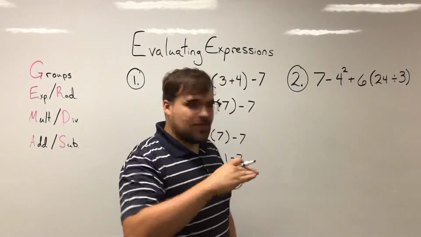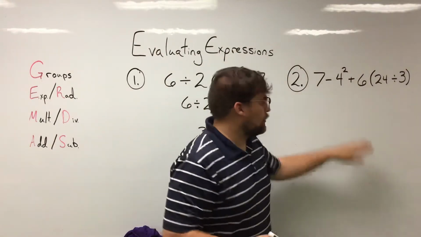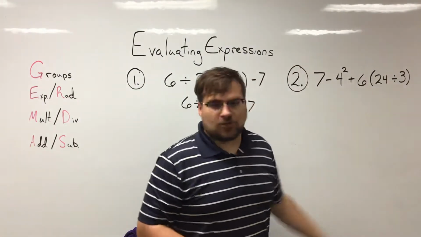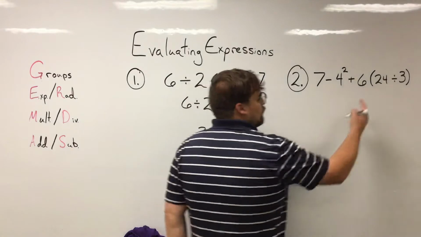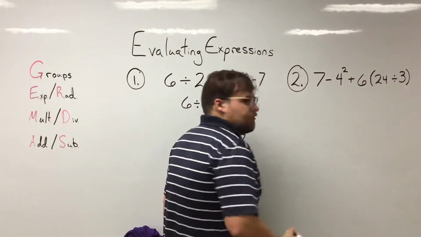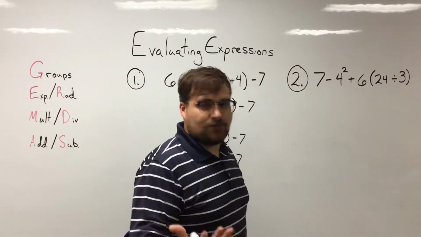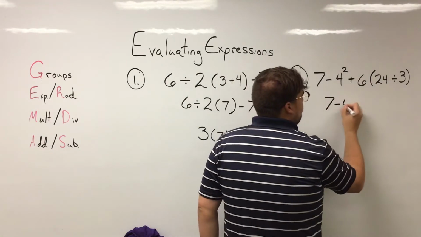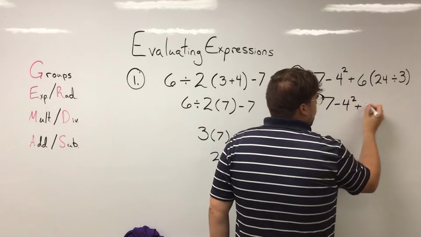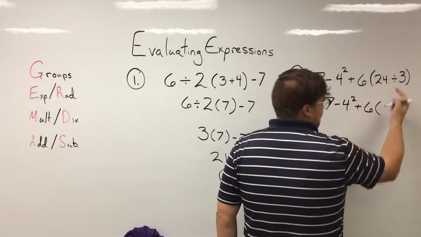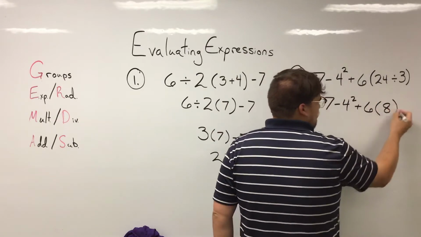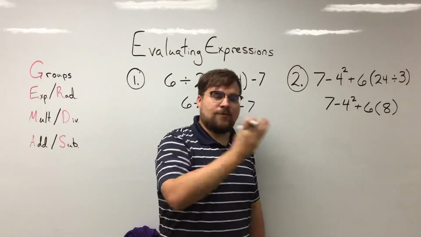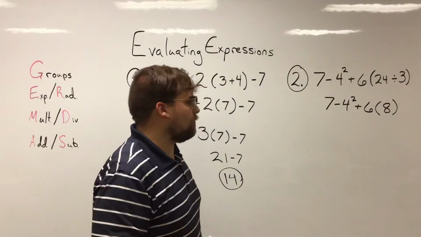So let's begin. Let's look for groups. As I scan through this problem, I notice we have some parentheses, so I'm going to solve that first. What's in those parentheses is 24 divided by 3. Well, 24 divided by 3 is going to be 8. So I'm going to rewrite this. Now that I solved that group, 24 divided by 3 is 8, so that's going to go in its place because I was able to evaluate or simplify that portion of the problem.